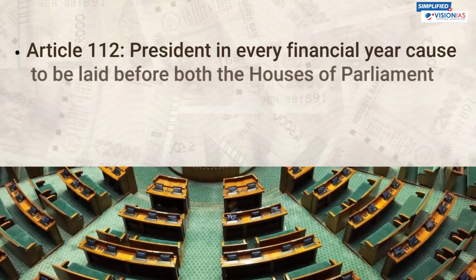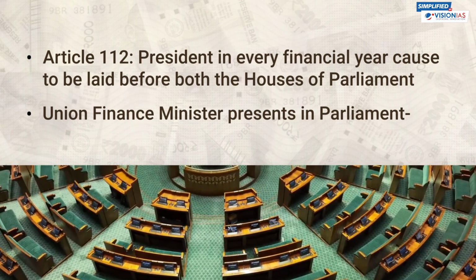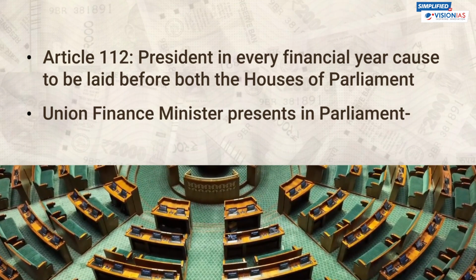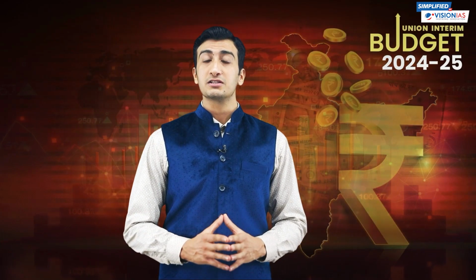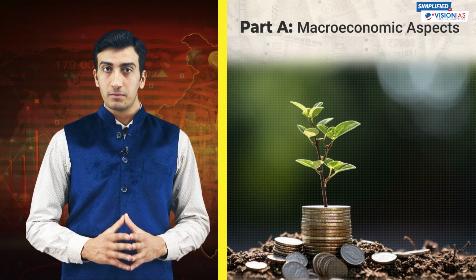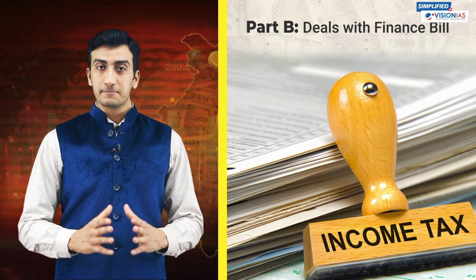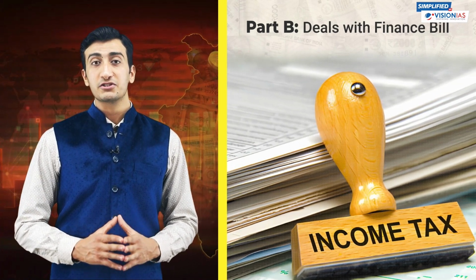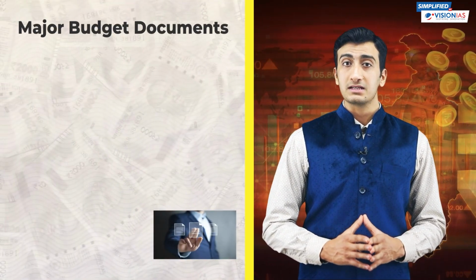Now, as per Article 112 of the Constitution, the President in every financial year causes to be laid before both the Houses of Parliament the annual financial statement. In the Parliament, the Union Finance Minister normally presents the budget in 2 sections, Part A and Part B. Part A focuses on macroeconomic aspects where various schemes and priorities of the government are announced with schemes and allocation details for several sectors. And Part B addresses the finance bill containing taxation proposals on income tax revisions and indirect taxes.